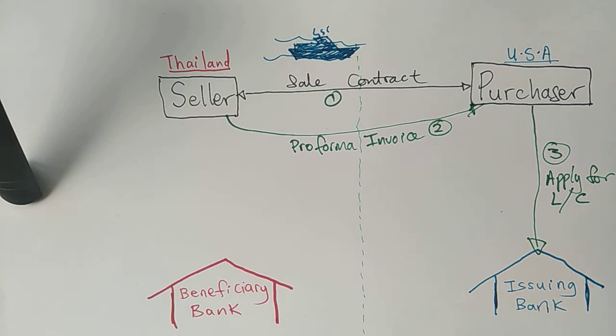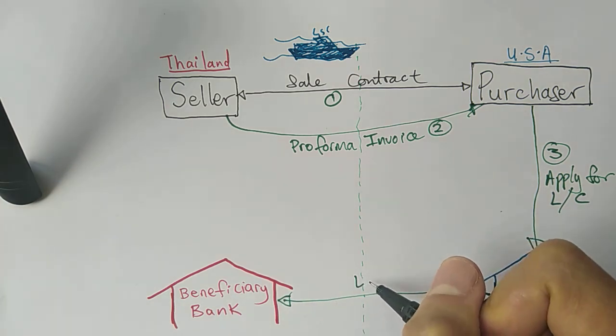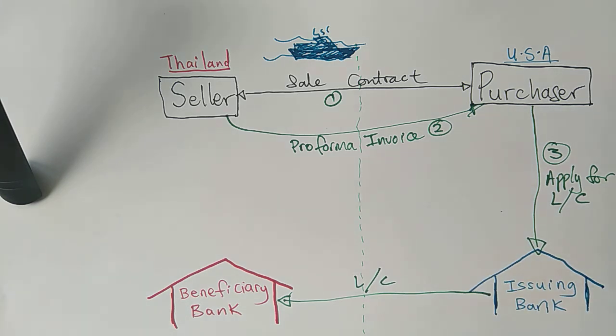Alright, the issuing bank, which has the bank account of the purchaser, would issue the letter of credit across to the bank of the seller. Beneficiary bank. Beneficiary bank is the bank that will receive the letter of credit. It's called beneficiary because the seller's bank is going to be benefited by receiving the purchase price. That's why it's called the beneficiary bank.